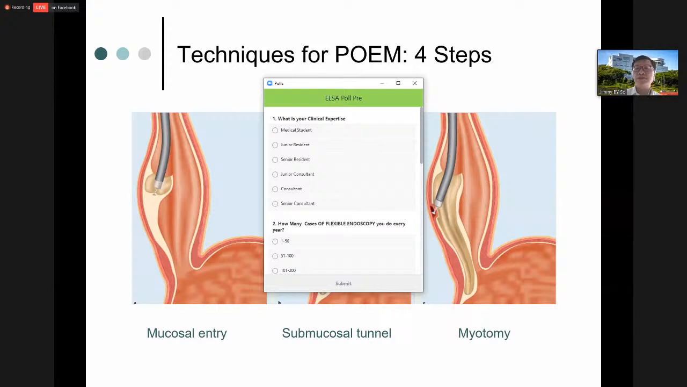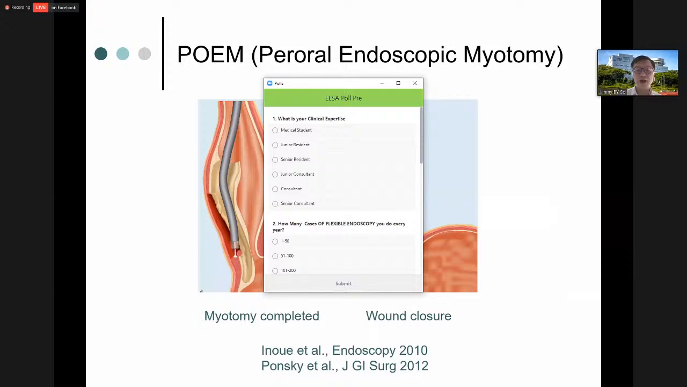The technique of POEM is essentially four major steps. The first step is mucosal entry. The second step is submucosal tunneling inside the submucosal space, and you tunnel all the way to the gastric cardia. The third step is to perform the myotomy within the submucosal space. And once the myotomy is completed, you close the mucosal wound with mechanical clips.